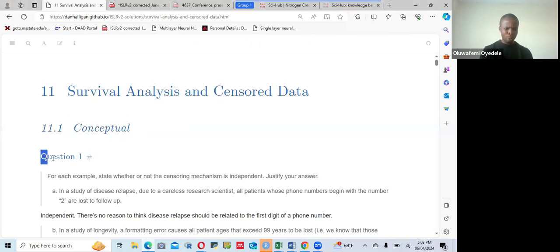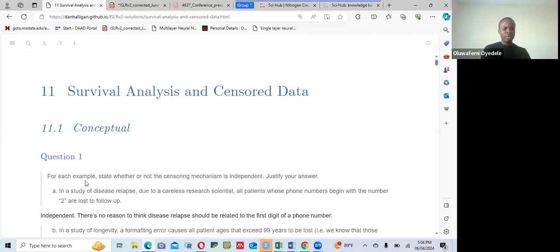So the first question in the book says that for each example, we should state whether or not the censoring mechanism is independent, and we have to justify our answer. The first question says, in a study of disease relapse, due to a careless research scientist, all patients whose phone numbers begin with a number 2 are lost to follow up. So we should justify our answer, whether it is independent or not.